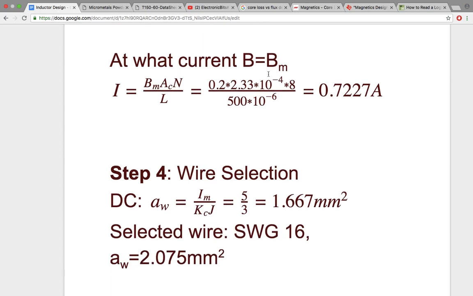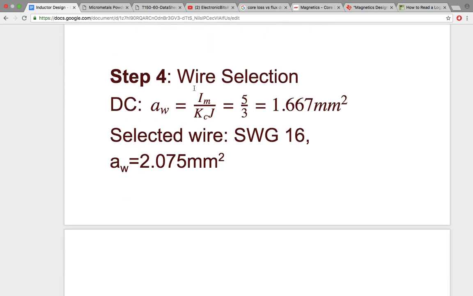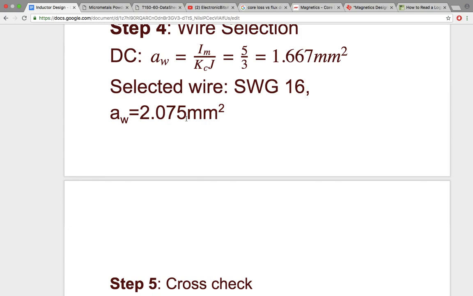Then wire selection: we already know the maximum current we want. This one I have made as 1. If you divide this, you will get the area in mm square, so 1.667 mm square of wire you need. From the table which I showed earlier in wire selection, you can choose a wire which has a cross sectional area greater than this and closer to it. The closest value was SWG16, for which the cross sectional area is given as this.